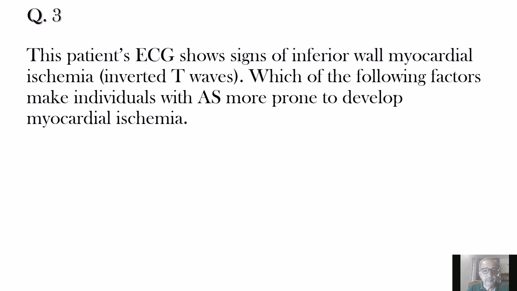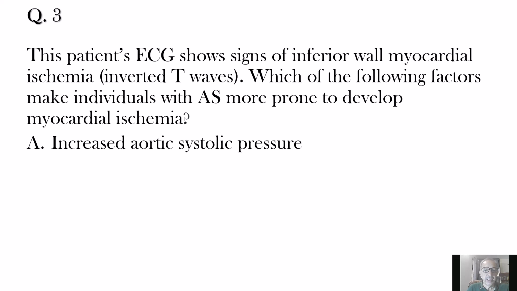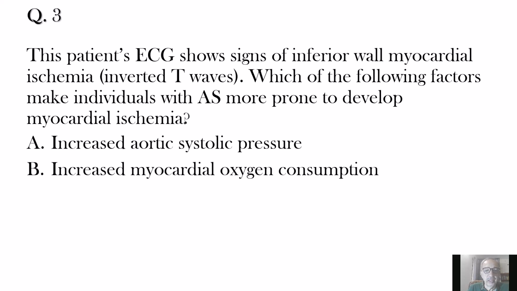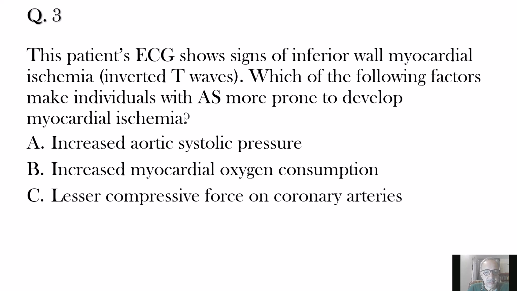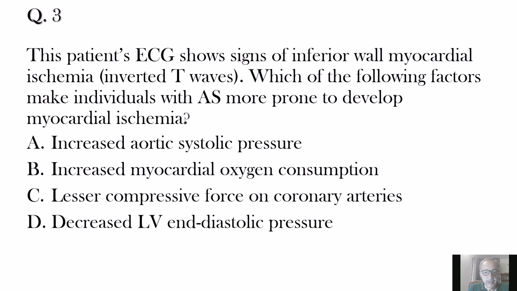3. This patient's ECG shows signs of inferior wall myocardial ischemia, as evidenced by the inverted T waves in lead 3 and aVF. Which of the following factors make individuals with aortic stenosis more prone to develop myocardial ischemia? Is it increased aortic systolic pressure? Is it increased myocardial oxygen consumption? Is it lesser compressive force on coronary arteries? Or is it decreased left ventricular end diastolic pressure?